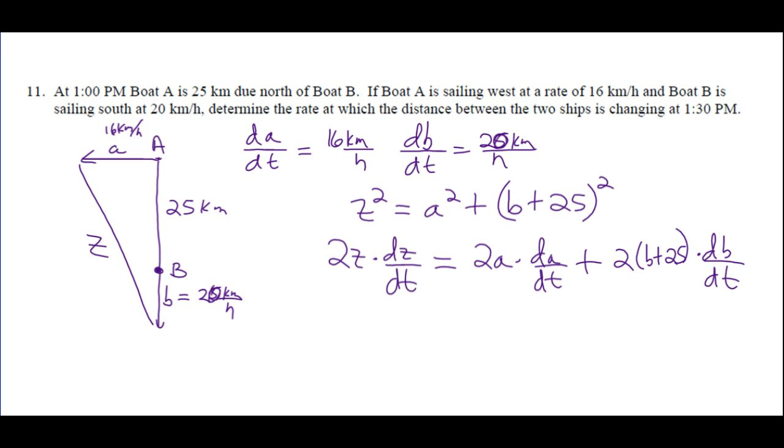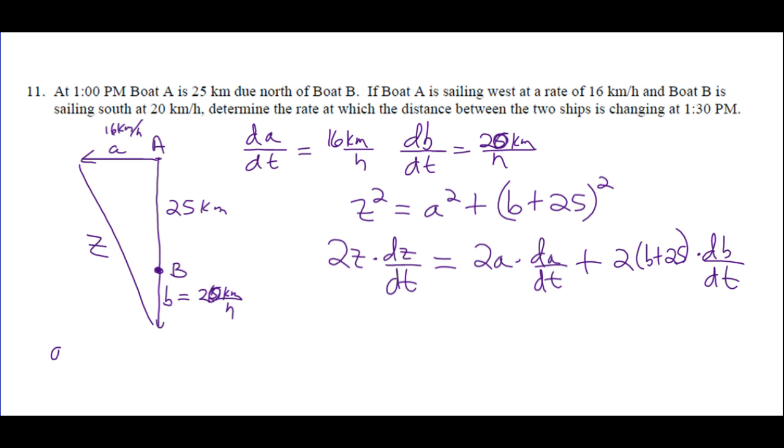We want, okay, now wait a sec, what do we need? At 1:30 p.m., right? What do we have? We don't know Z yet. We need to figure out what Z is. We don't know what A is. We don't know what B is. Well, we kind of know. But we do know this and this. So what we need to know is at 1:30.